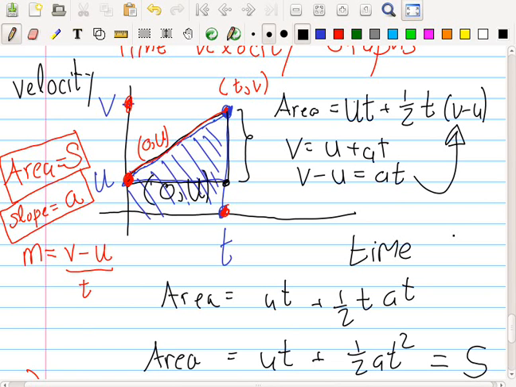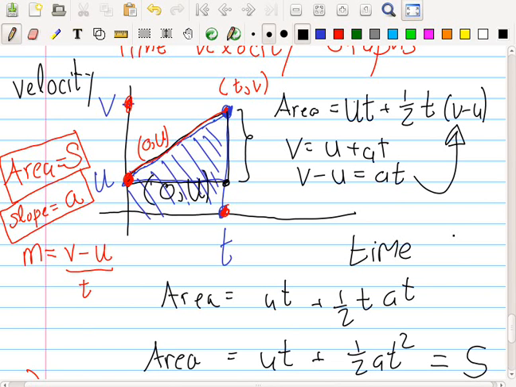Area is equal to distance, and slope is equal to acceleration. So the key ideas are, on the x-axis is what? Time. On the y-axis, the velocities. The slope represents acceleration and the area represents distance. That's all the information on the graph.